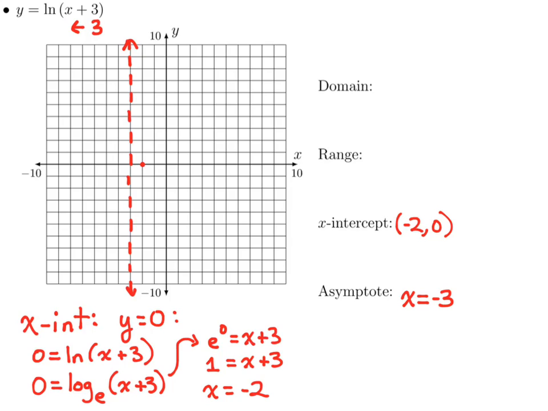Now the good news for us is all of our log graphs have the same general shape, so you can swoop your way on up. The domain here is going to be x is greater than negative 3. The range is going to be all reals because they do go up and down forever. They go up very slowly, but they do go up forever. Just very slowly. We're done here.